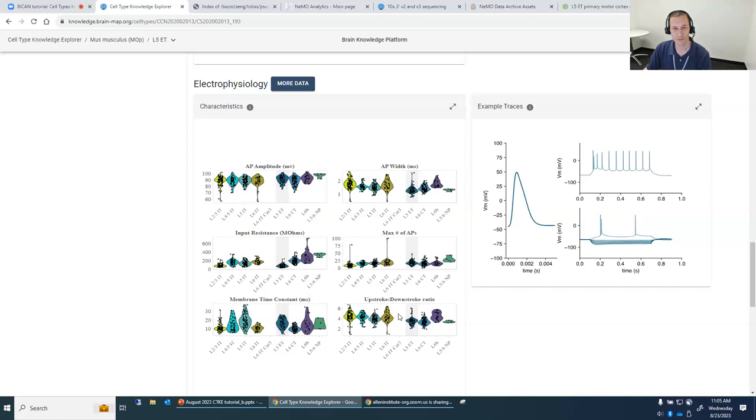And then if you, like me, don't really know what these all stand for, you can actually look at an example trace to get a sense for what an individual spike would look like and what the spike trains would look like in different situations.